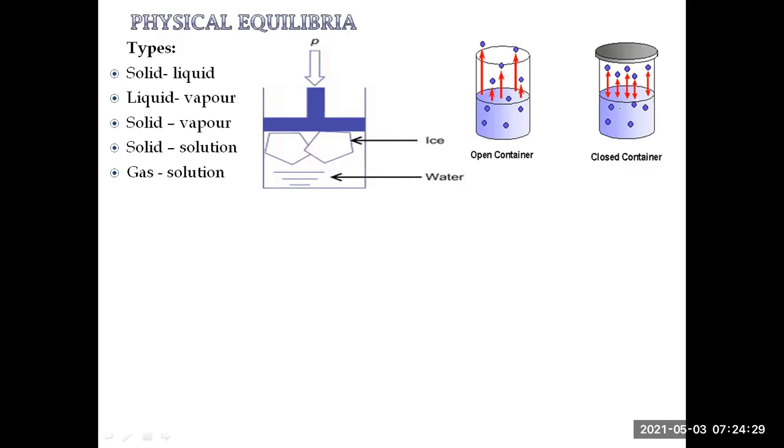So there are two processes, forward and backward. Forward is liquid to vapor, backward is vapor to liquid. So when the rate of conversion of liquid to vapor becomes equal to the rate of conversion of vapor to liquid, then we say liquid is in equilibrium with its vapors. That is the physical equilibrium between liquid and vapors.